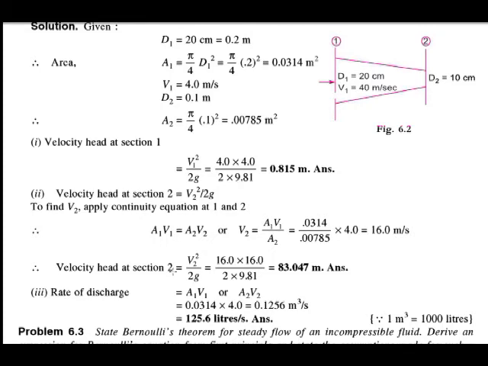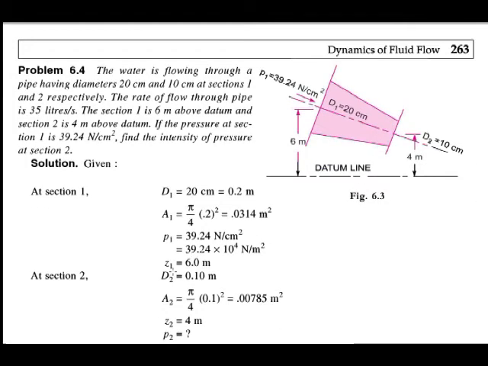Now we will solve one more example. Here water is flowing through a pipe having diameters of 20 centimeter and 10 centimeter at sections 1 and 2 respectively. The rate of flow through the pipe is 35 liter per second, and section 1 is 6 meter above the datum and section 2 is 4 meter above the datum. If the pressure at section 1 is 39.24 Newton per centimeter square, find the intensity of the pressure at section 2.